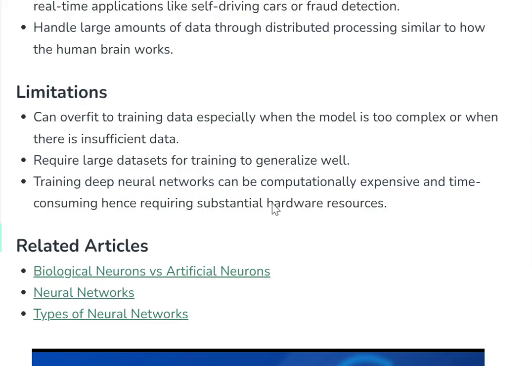And limitations are overfitting and underfitting. They can overfit to training data, especially when the model is too complex or when there is insufficient data, and they require large datasets for training to generalize well. Training deep neural networks can be computationally expensive and time consuming, hence requiring substantial hardware.